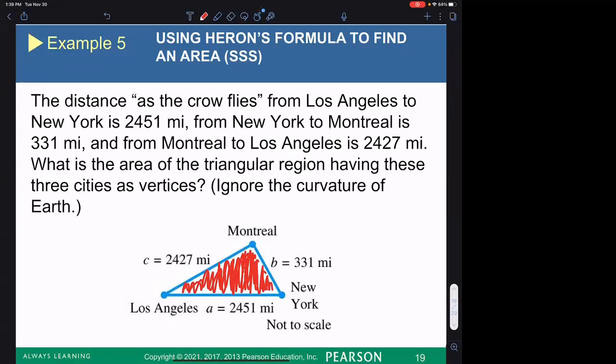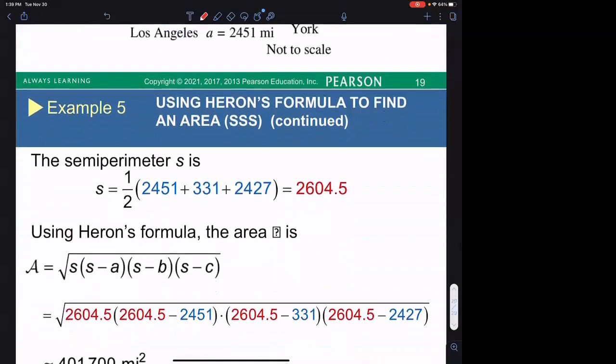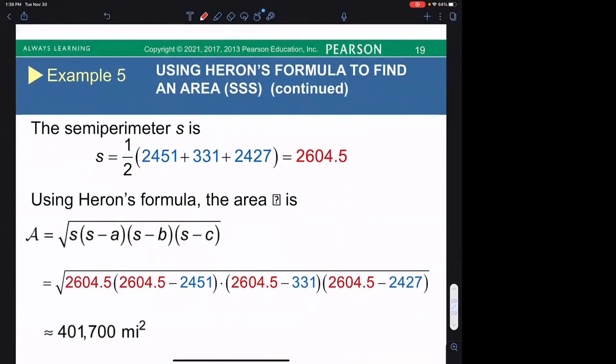So first, they're going to come up with the semi-perimeter by adding up those 3 numbers and dividing by 2, and they get this for the semi-perimeter. Then using the formula, they're going to take that number and plug it in along with the 3 side lengths and multiply that together and take a square root, and then they get the area. And remember, the area will be the square of the units that the length of the sides was measured in. So in this case, the sides were measured in miles, and so the area will be in square miles. If the sides of the triangle are measured in feet, then the area will come out to be square feet.